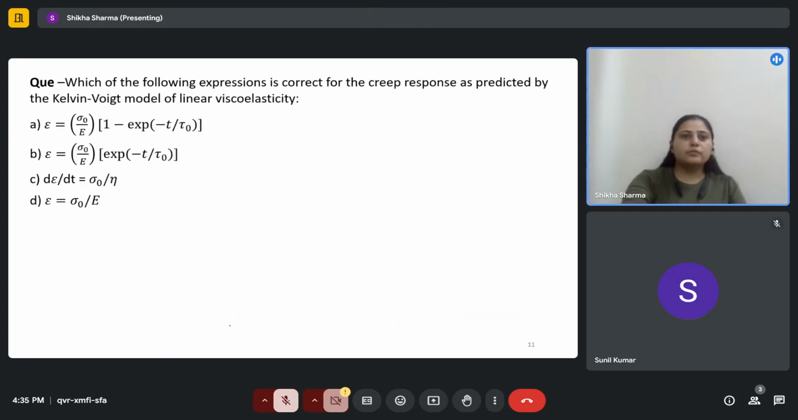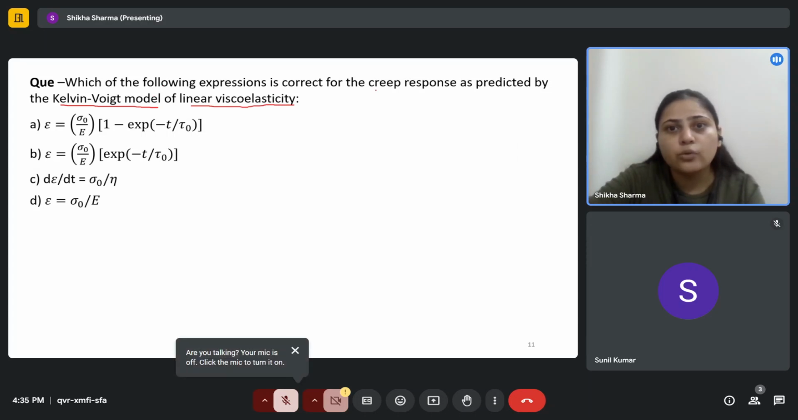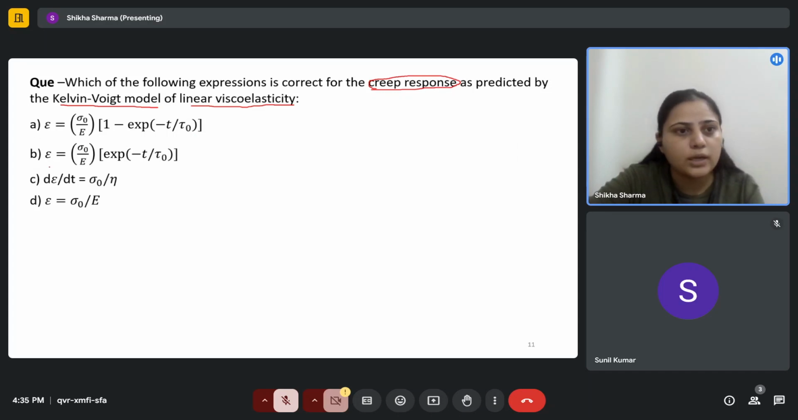Next: which of the following expressions is correct for the creep response as predicted by the Kelvin-Voigt model of linear viscoelasticity? So our second model is the Kelvin-Voigt model. First was the Maxwell model for a linear viscoelastic material. Options A, B, C and D have several relations between the stress, the strain and the modulus.